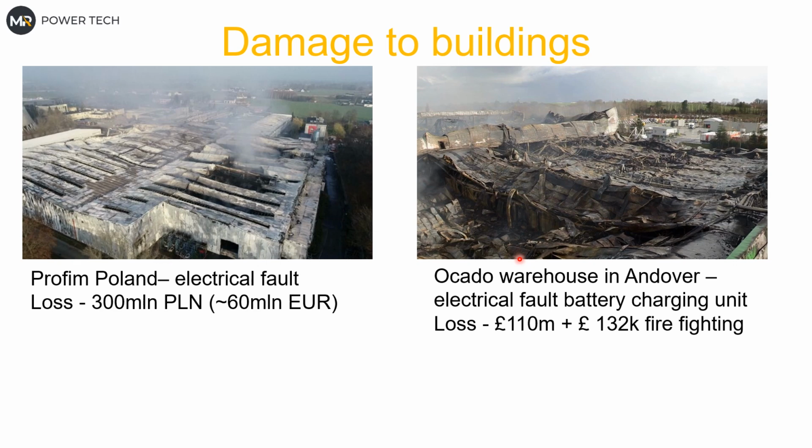And a similar thing, the Ocado warehouse in Andover in the UK, where they also had a fault coming from a battery charging unit, which burned the whole factory in the end, and it was 100 million. But an interesting point was that they put a price on firefighting, and that was interesting because I never saw it before: 152,000 pounds. So whatever happens here, it is actually cheaper to comply, to try to minimize the risk. Of course this can happen, but we don't want anyone to be hurt.